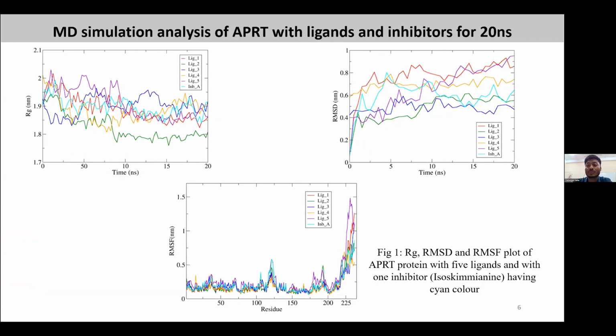Now we have done a 20 nanosecond simulation for our work for the selection of the ligand from the 5 to 2. Here we have done the Rg, RMSD, RMSF, where we can see that ligand 2 and ligand 3 showed considerable stability throughout the simulation in all 3 of the cases, with respect to the ligand and the inhibitor of it.